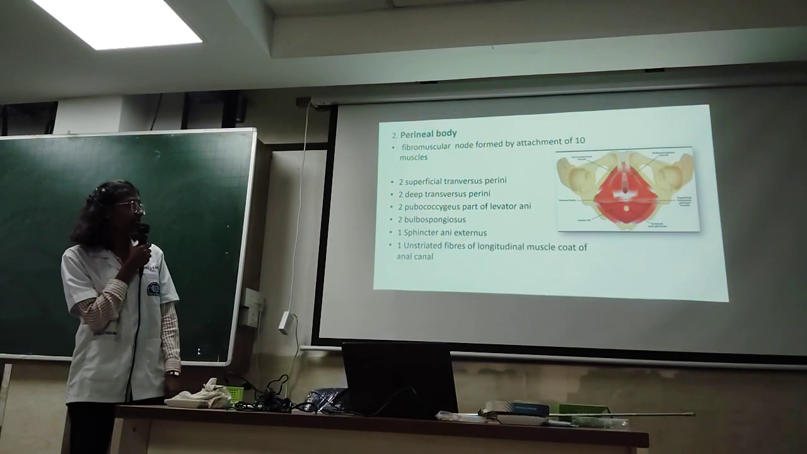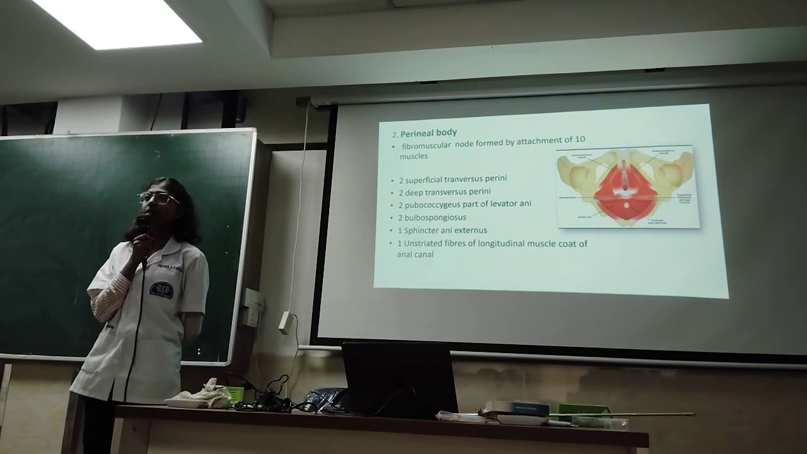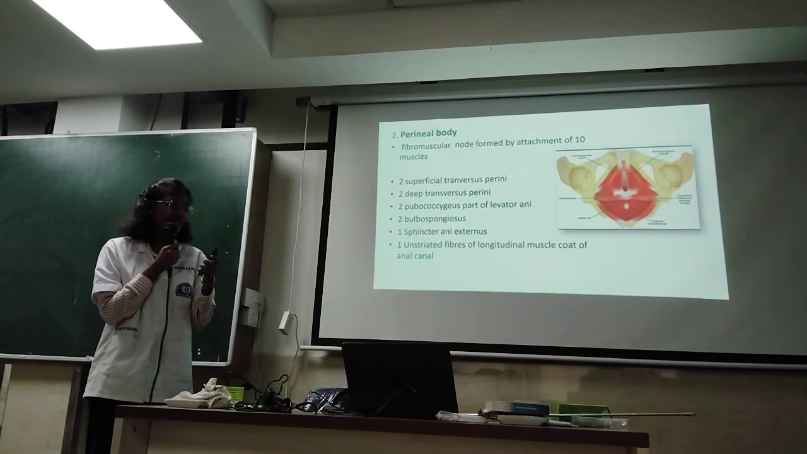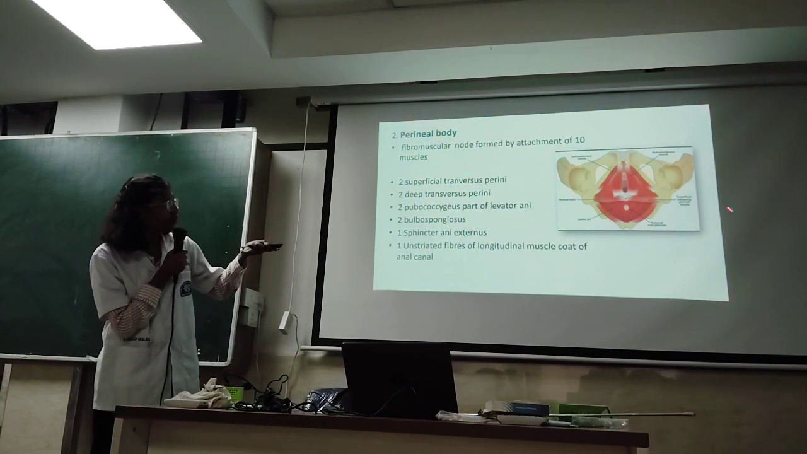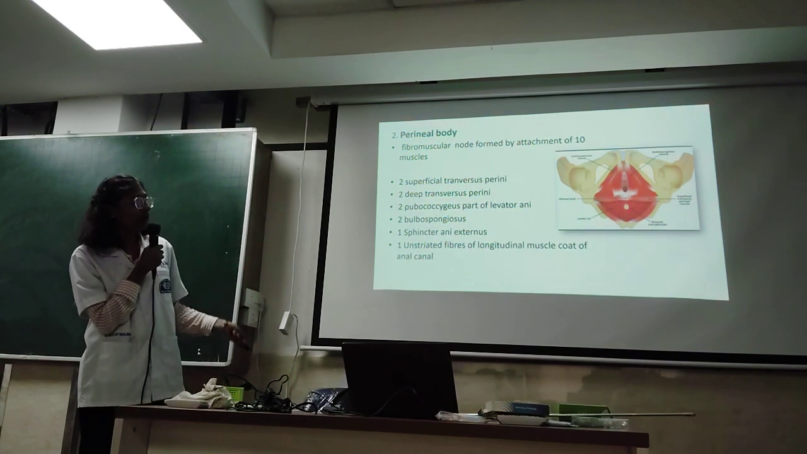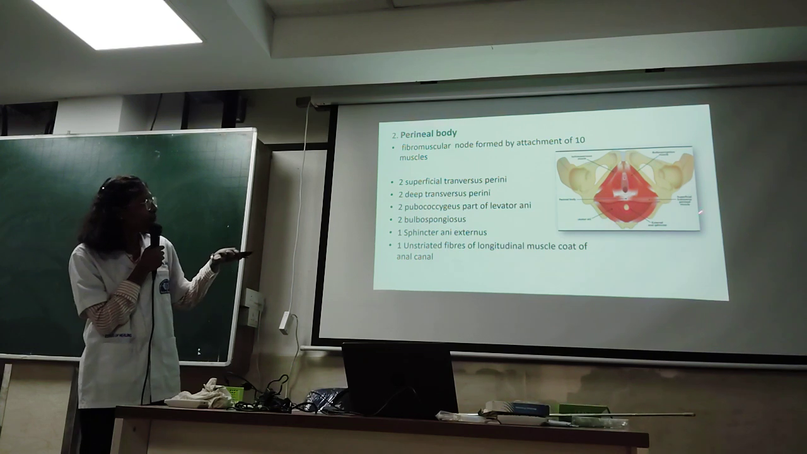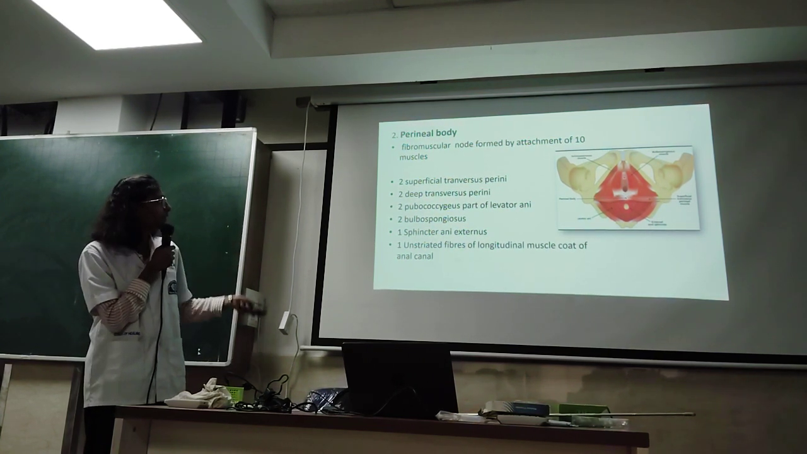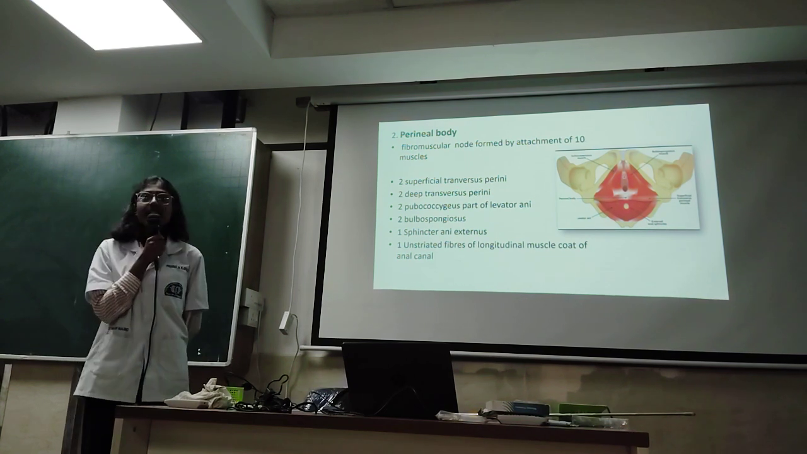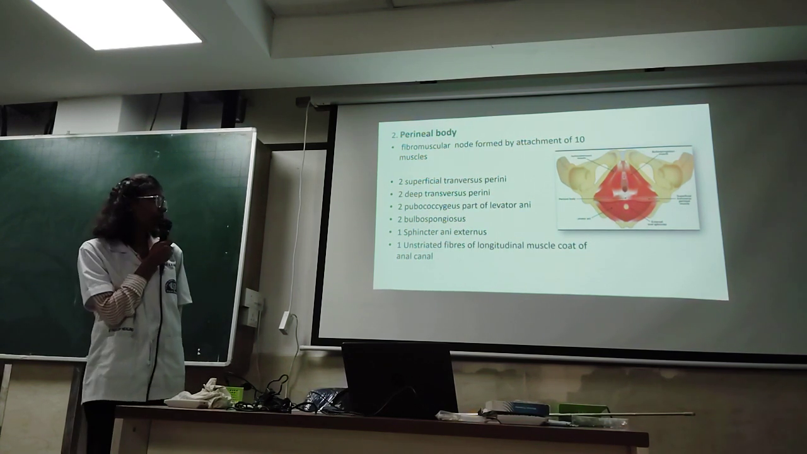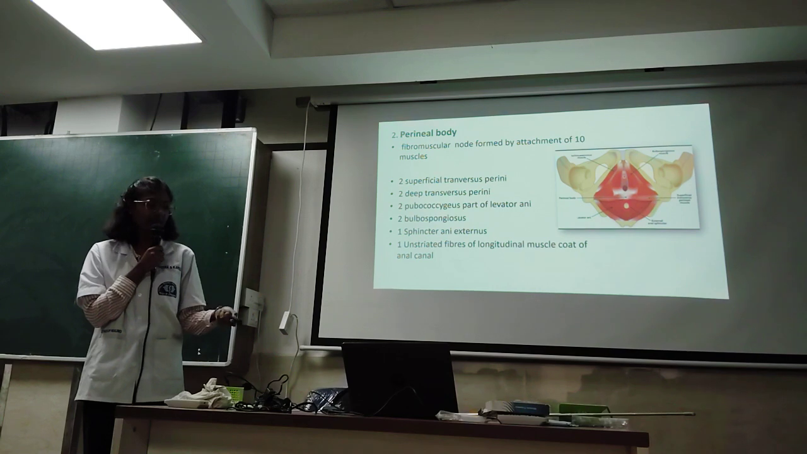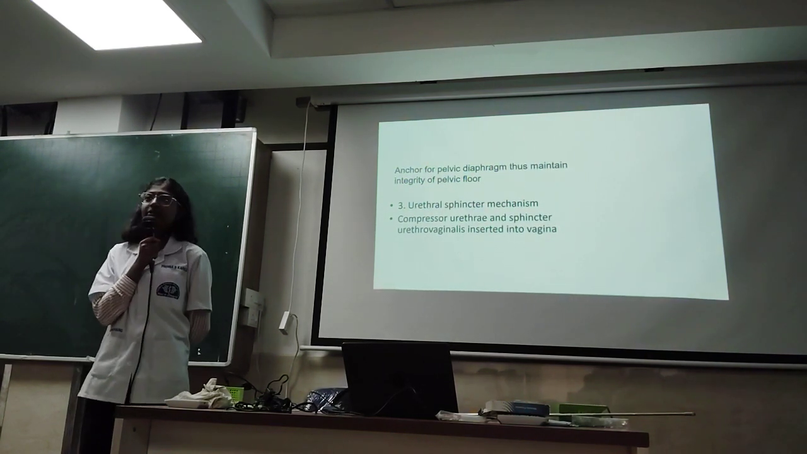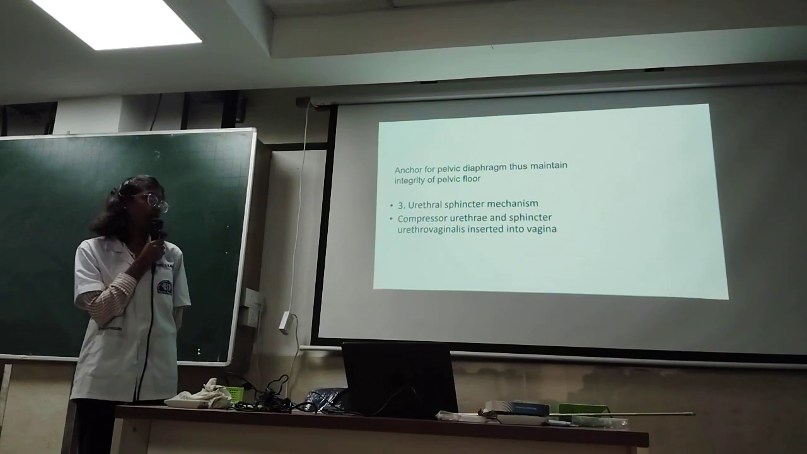Next is the perineal body. It is a fibromuscular node formed by attachment of 10 muscles, and these 10 muscles are 2 superficial transversus perinei, 2 deep transversus perinei, 2 pubococcygeus parts of levator ani, 2 bulbospongiosus muscles, 1 sphincter ani externus, and lastly the unstriated fibers of the longitudinal muscle coat of the anal canal. This perineal body is an anchor for the pelvic diaphragm and maintains the integrity of the pelvic floor.